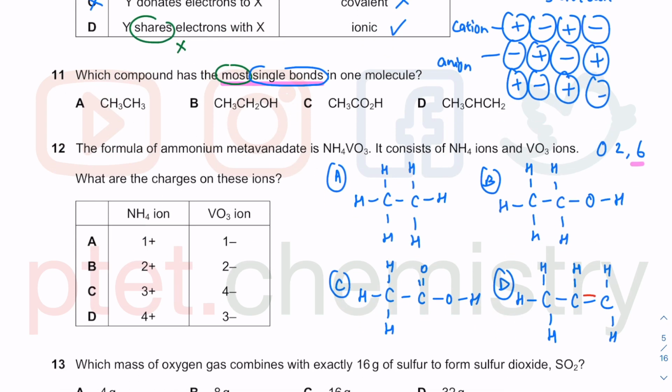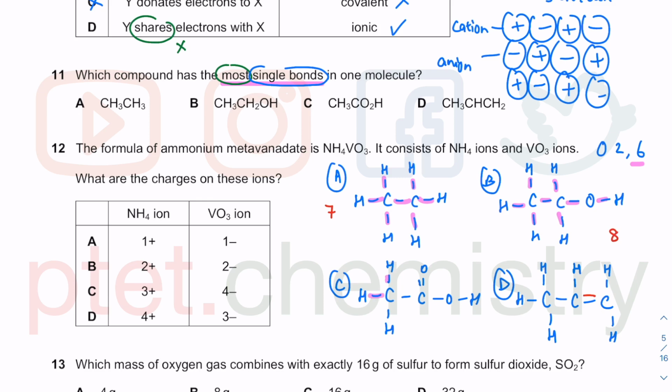So what do we do? We look for single bonds. So I'm going to highlight this. 1, 2, 3, 4, 5, 6, 7. So there are 7 single bonds there. And then for B, 1, 2, 3, 4, 5, 6, 7, 8. There are 8 single covalent bonds there.